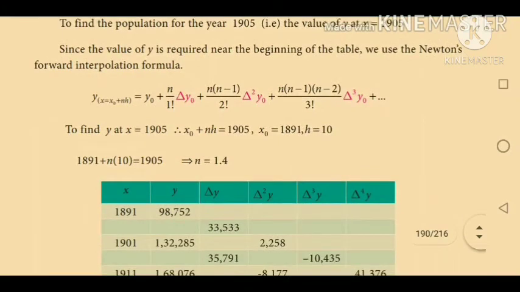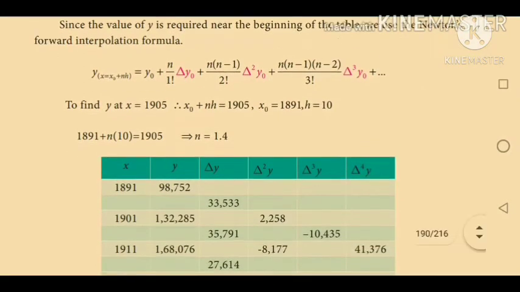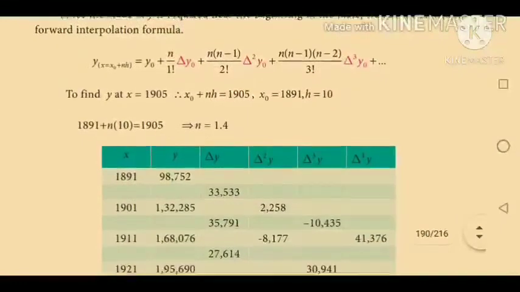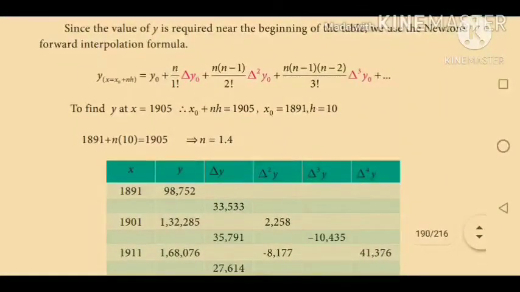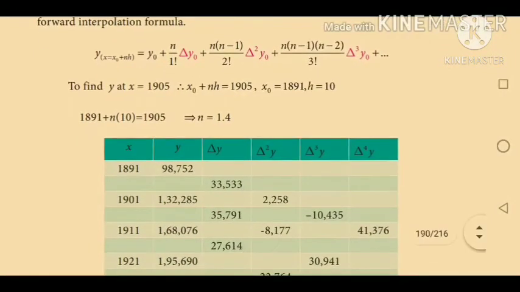So after seeing the problem, you understand what it is. Here see the table, x and y are already given. Okay, here x equal to 1905. We have to find the value at 1905. x naught plus nh equals 1905.